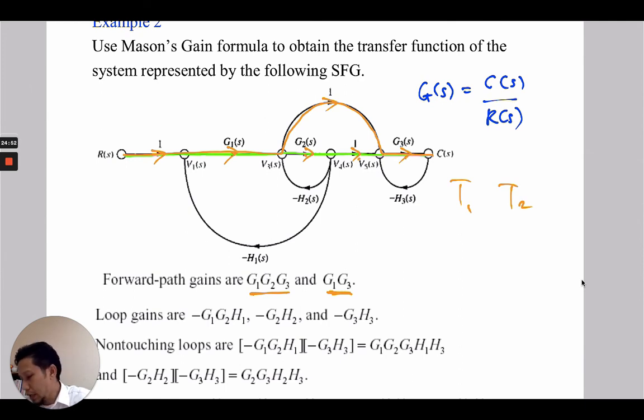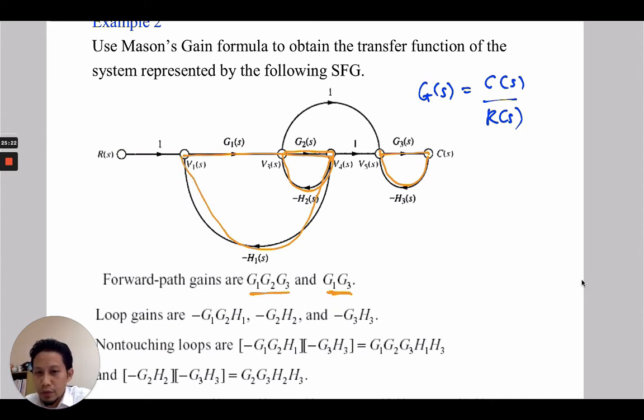Okay, now let's find the loop gains. We have G2 negative H2, we have G3 negative H3, and then we have another one, G1 G2 negative H1. So we have three loop gains: one, two, three.